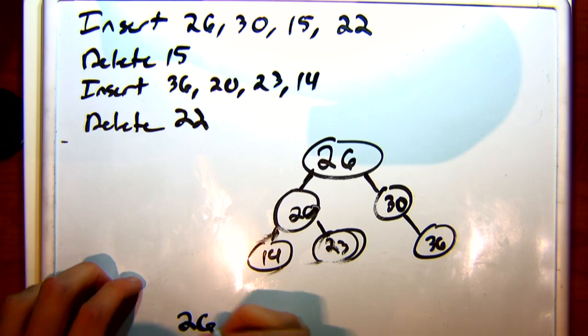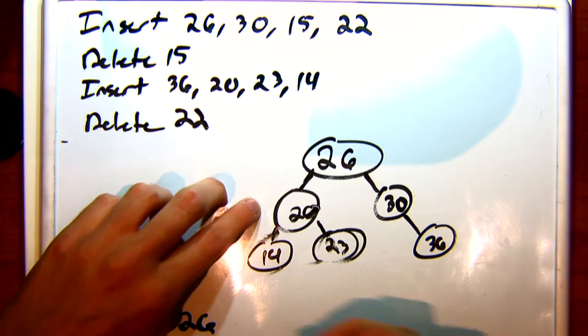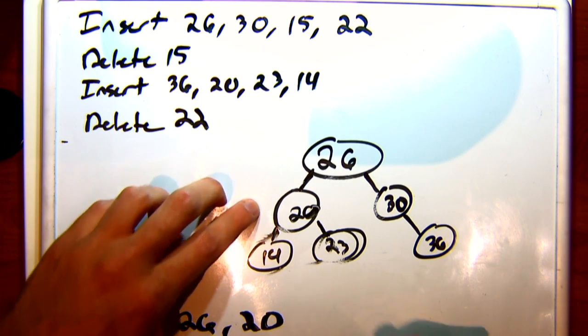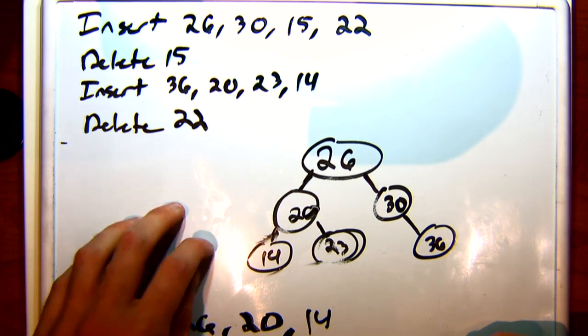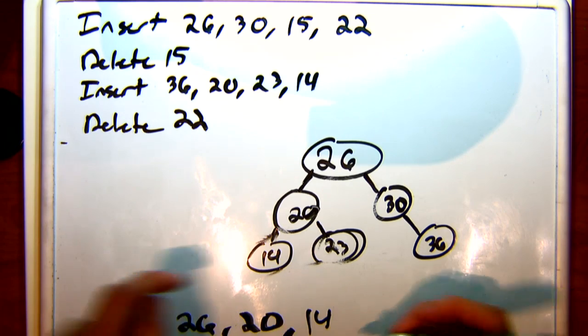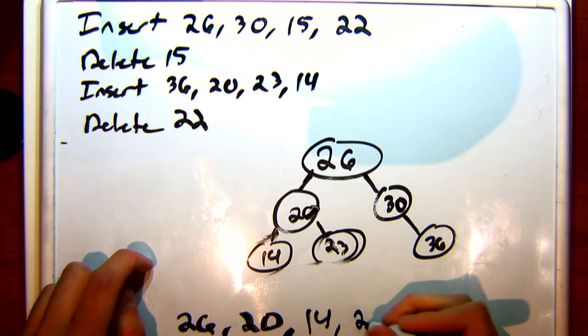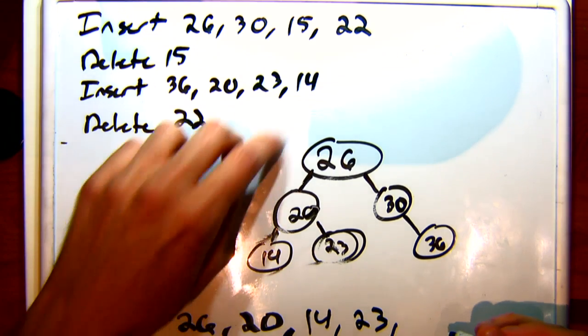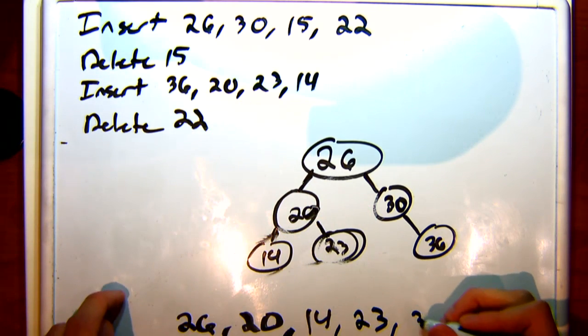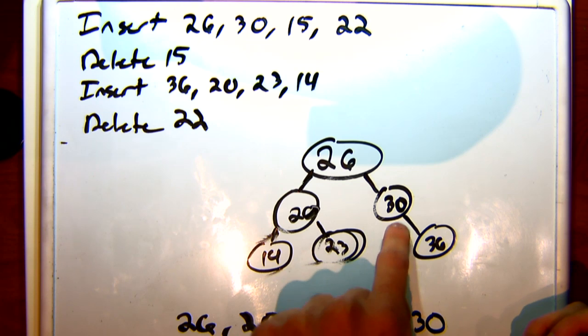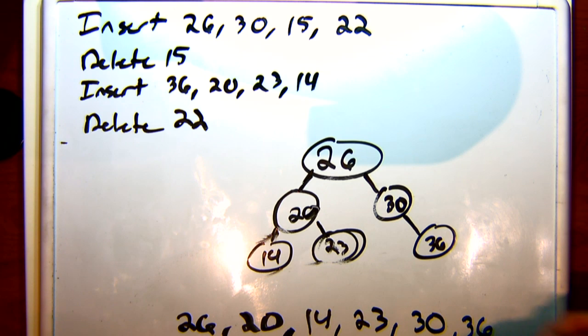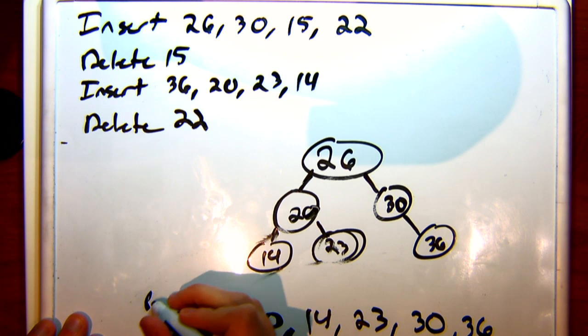So pre-order, we're going to say 26, then we're going to traverse left, 20, we're going to traverse left, it's 14, then we're going to return, then we're going to traverse right, 23, then we're going to return, traverse right, 30. We'll try to traverse left, but we can't. Then we'll traverse right, 36. So that is the pre-order.